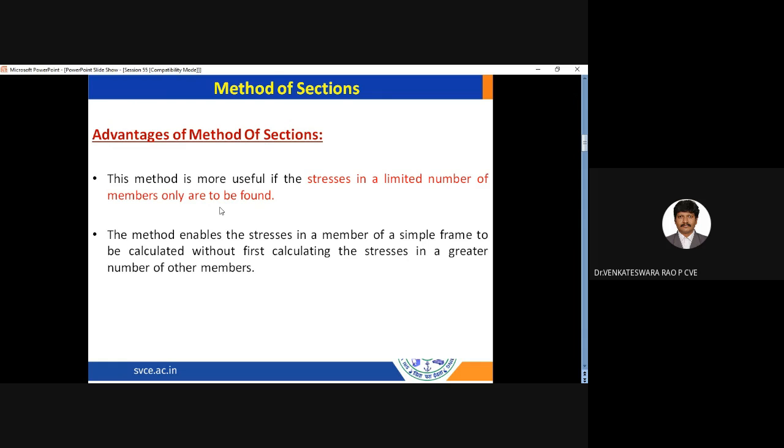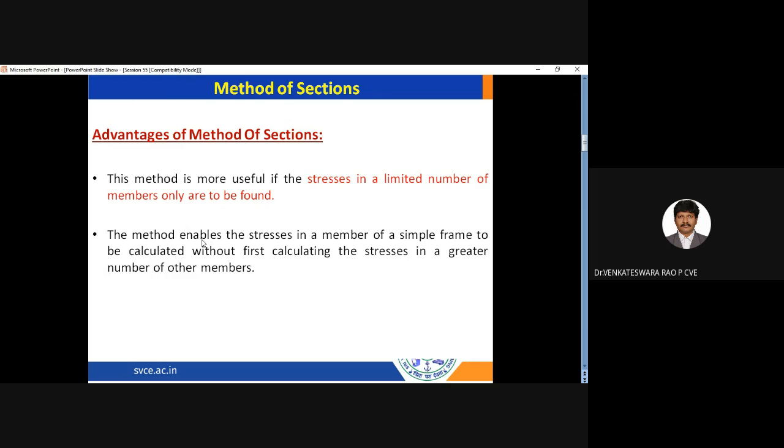So what is happening there is, even though the other members are not required for us to calculate, we are wasting our time in calculating the other member forces, which are not even asked. So we can minimize our time. That is the great advantage of the method of sections, where if I need to calculate only two or three members somewhere in the middle of the truss, I directly take a section there itself and find out those two or three member forces. So we can save a lot of time with the method of sections. That is the great advantage in that sense.